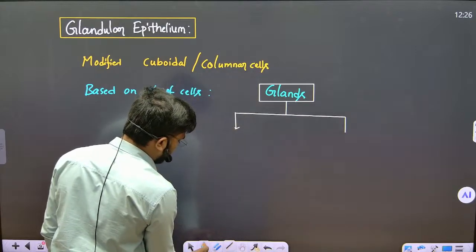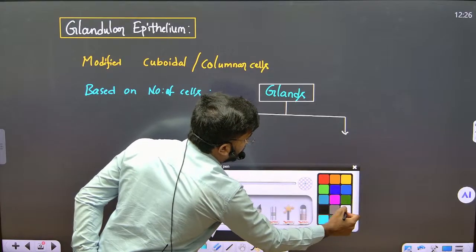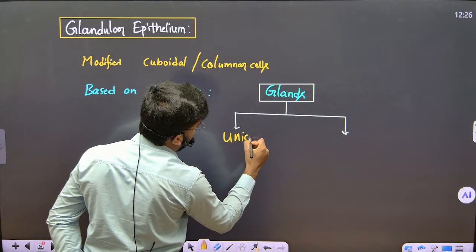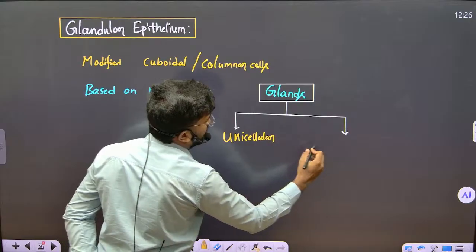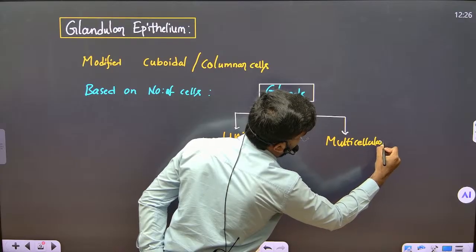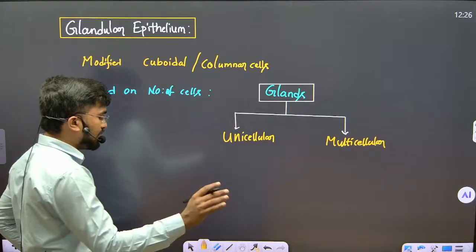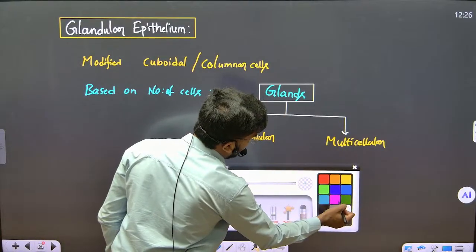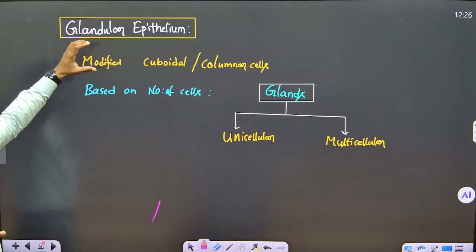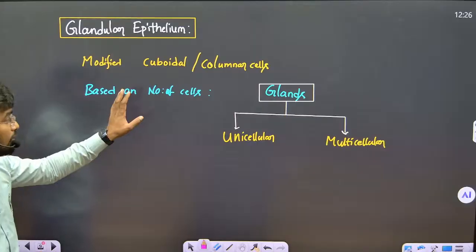Unicellular and multicellular. You can ask me, sir, what is unicellular gland and what is multicellular gland? Imagine there is an epithelial tissue. What we are studying is that glandular epithelium is nothing but modified cuboidal cells or columnar cells. Correct?